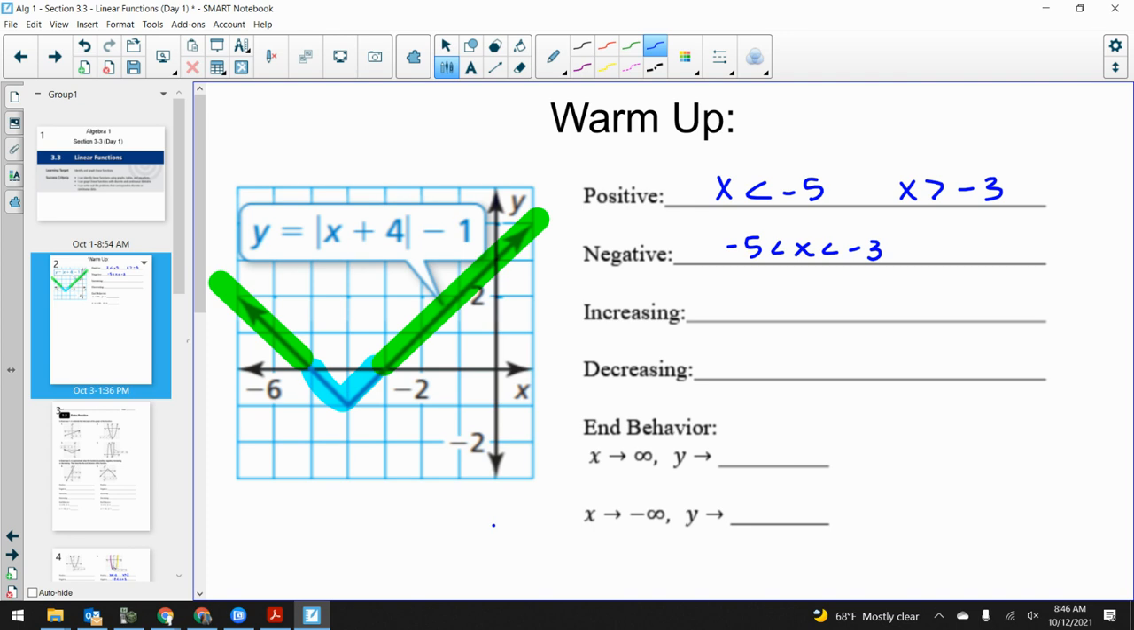Now, so that's positive and negative. Let's talk about increasing, decreasing. Let's talk about the roller coaster. All right. So when I go to highlight, where is it increasing? Okay, there. That's when I'm going up the hill.